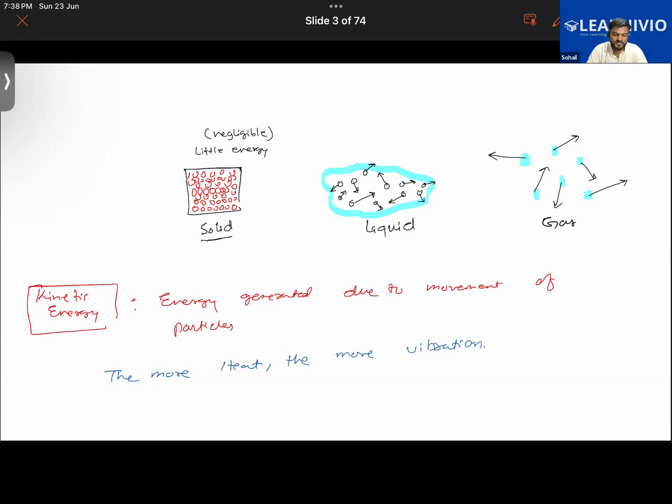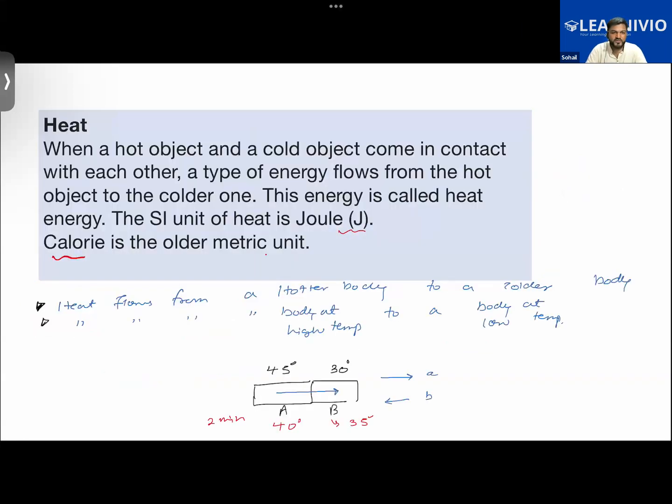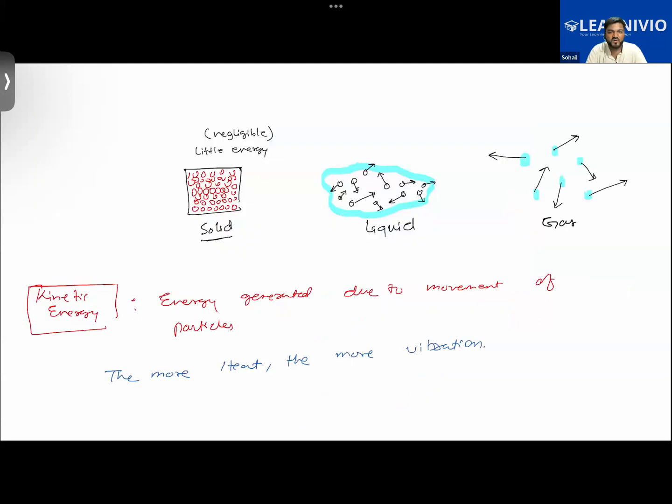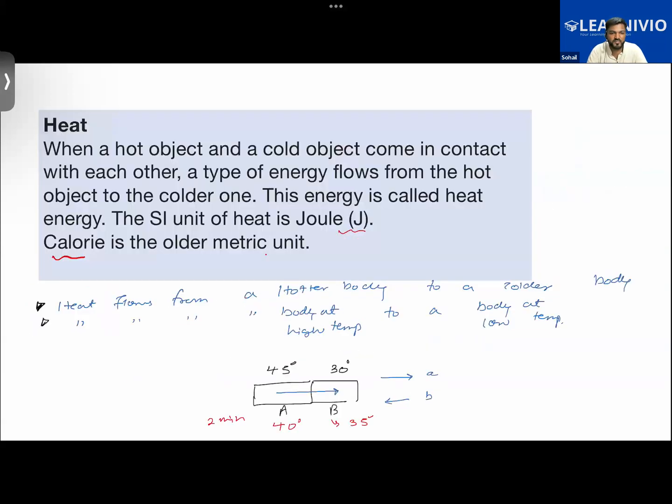So that is the concept. Whenever a hot object comes in contact with other objects, energy flows from the hot object to the cold object. Getting it? So whenever you touch a hot object, you feel some sensation, like there's a flow of something into your hand. What is that thing basically? That thing is the transfer of heat energy.